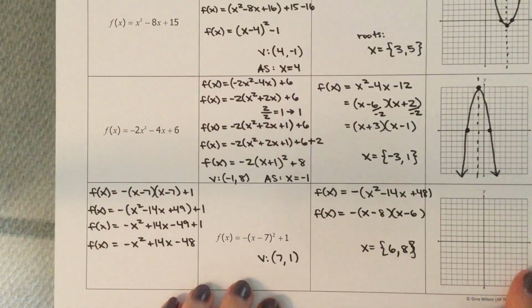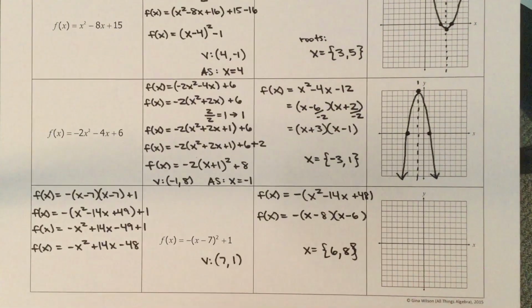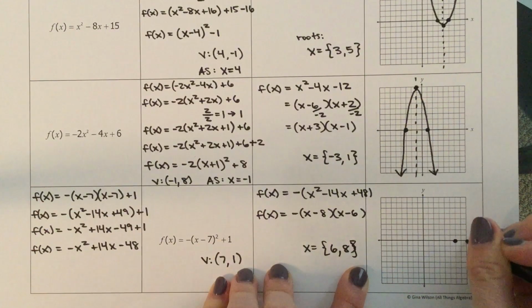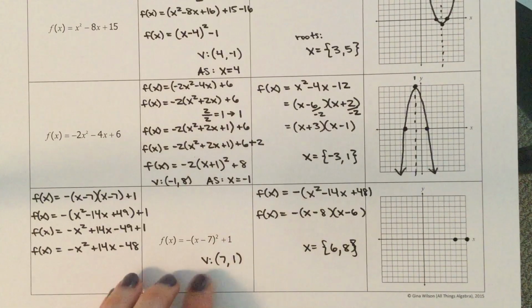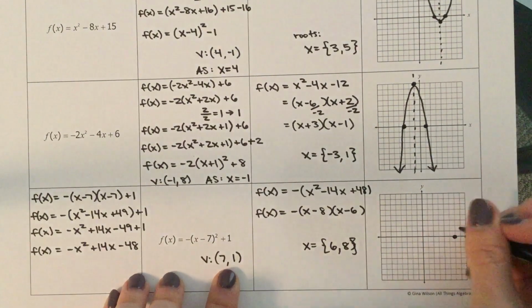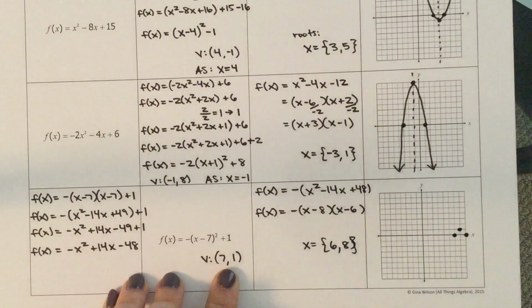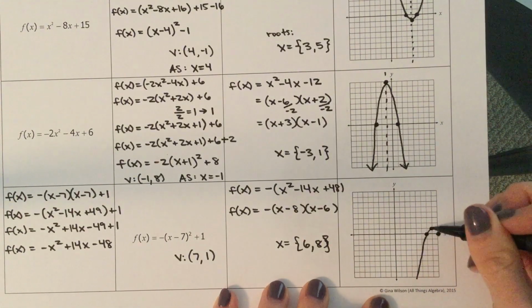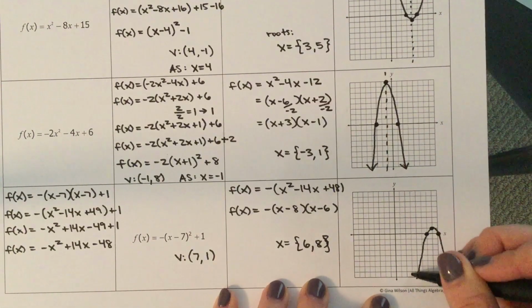So I can use these 3 things to do my graph over here. So 6 and 8, x-intercept here, x-intercept here, and then 7, 1. So 7, 1 would be my vertex. Okay, so we've got those 3 points. It's not a ton, but it's enough to show where your graph is going to be.